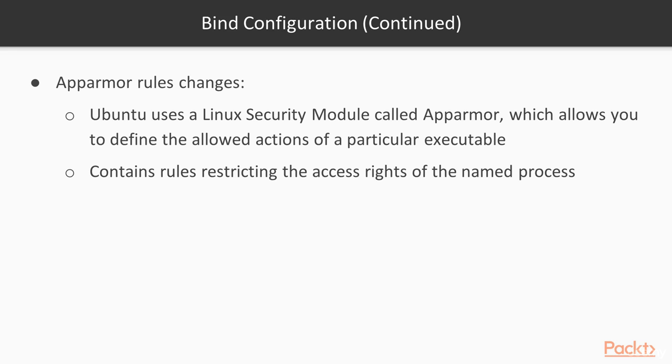AppArmor rules change. Ubuntu uses a Linux security module called AppArmor, which allows you to define the allowed actions of a particular executable. AppArmor contains rules restricting the access rights of the named process, but these existing rules do not account for integration with Samba. We need to adjust the existing rules to allow named to access some additional required resources.